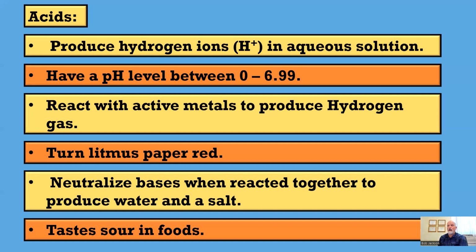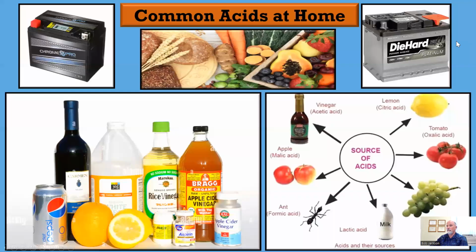Okay, when you mix an acid with a base, we say we have a neutralization reaction occurring. So we say acids will neutralize bases when they react together. And when this reaction takes place, they form water and salt every time. Anytime you have an acid-base reaction or a neutralization reaction, you will produce water and you will produce a salt. Acids in foods, and there are some common acids in foods, will tend to give the food a sour taste.